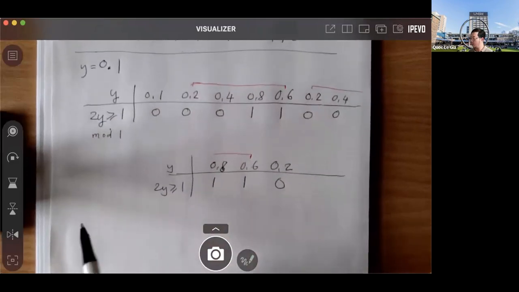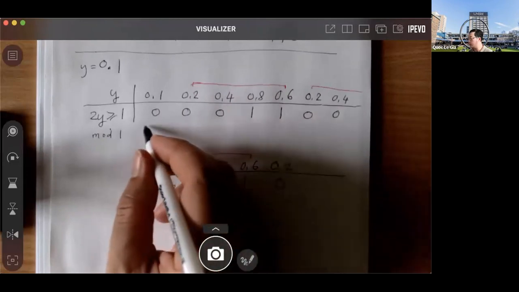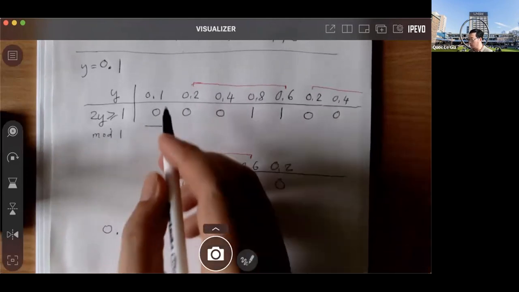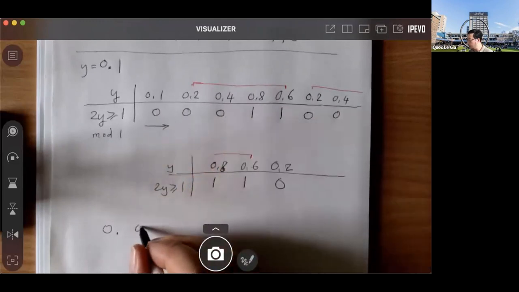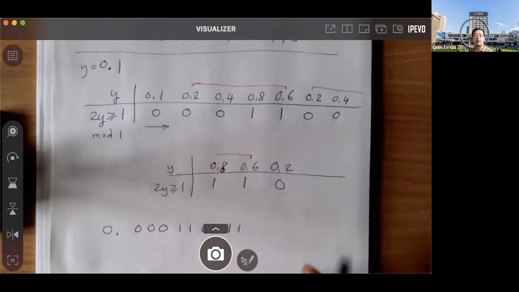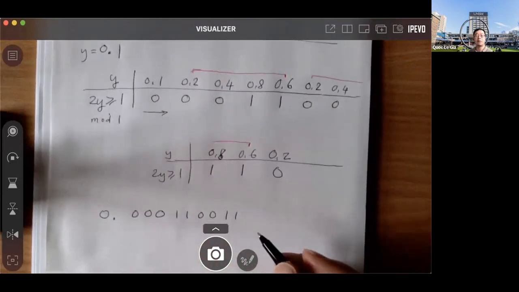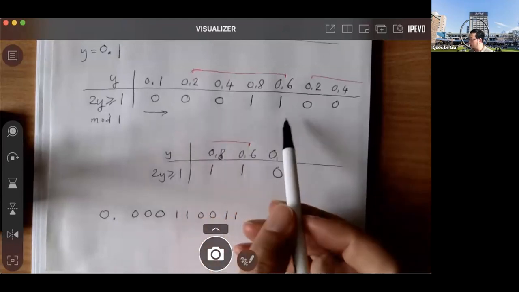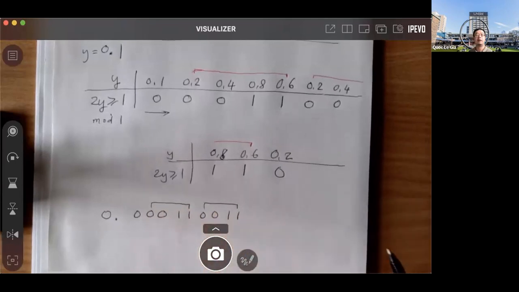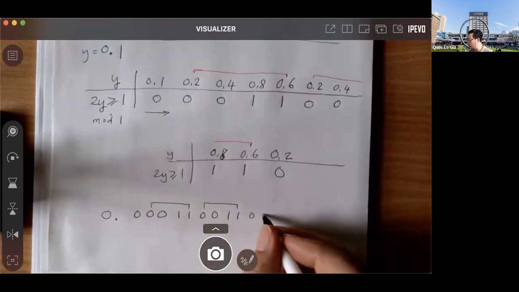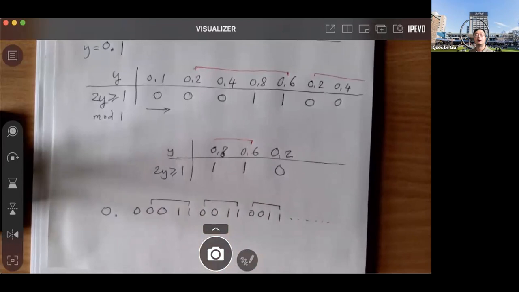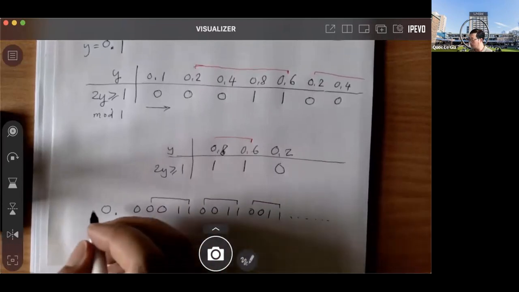And see now, the binary representation of 0.1 will be, now you have to read from the left to the right, 0.0001100110011. You see now, it will be infinite. And you see that 0, 0, 1, 1 keep repeated. So you just keep repeating, you can draw another one, and so on. So this one is the binary representation of 0.1.